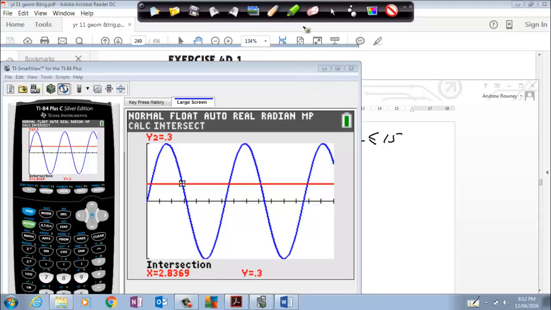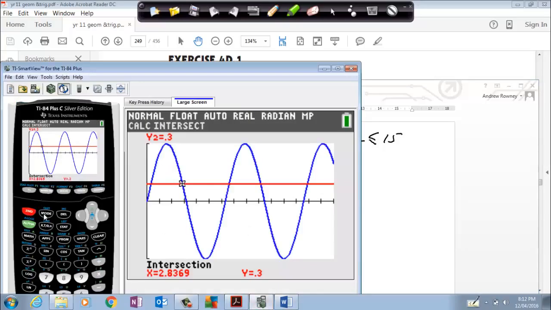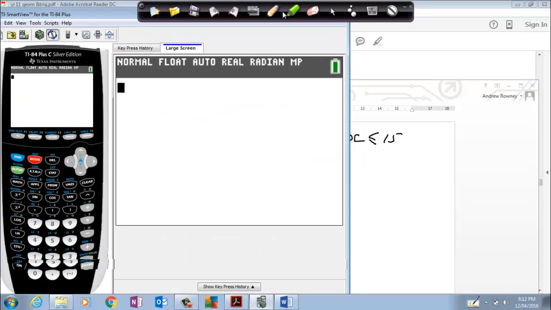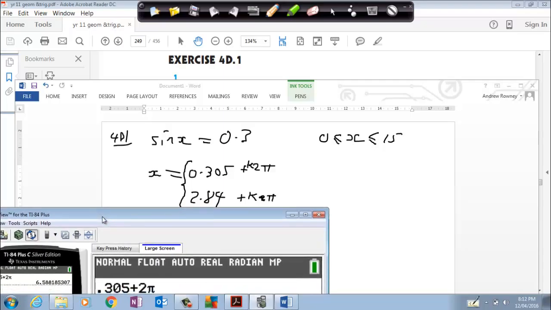Okay, so back onto solutions. We can now keep going and saying that that is 0.305, comma, and the next one is 0.305 plus 2 pi. So to get that value, we're going to do 0.305 plus 2 pi, and so that is 6.59.